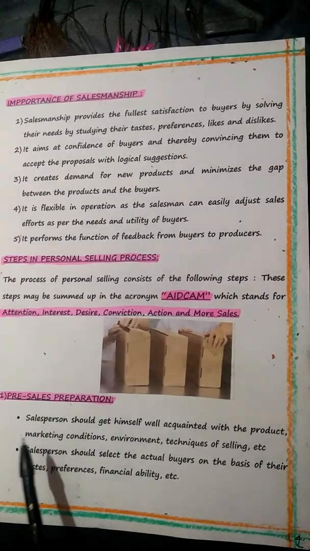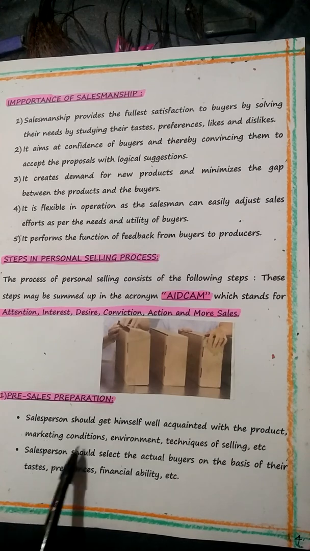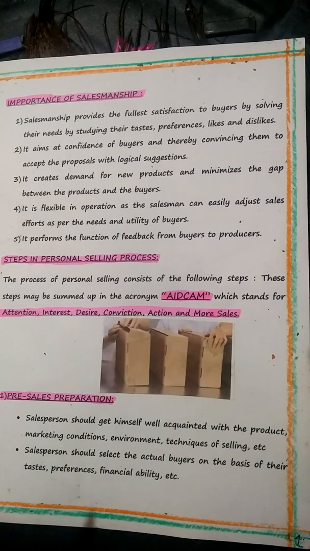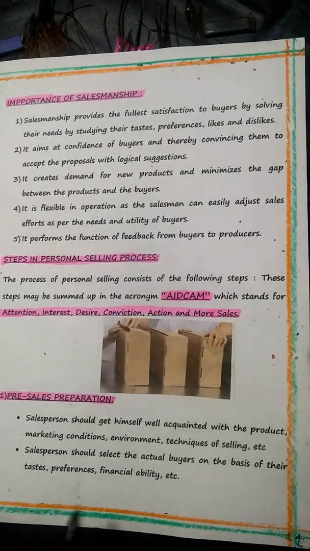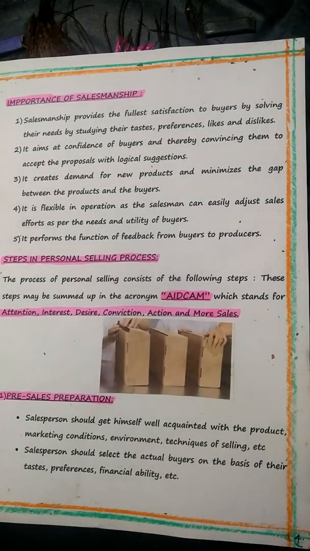Every salesperson, we call it a sales representative or sales rep, should get themselves well acquainted with the product, marketing conditions, environment, techniques of selling, etc. Earlier I told you 3 things. Every sales representative should have good attitude, good appearance, and knowledge of the product. Same thing happens here. The salesperson should select the actual buyers, potential prospective buyers, on the basis of taste, preferences, financial ability, etc. What is financial ability, children? Purchasing capacity. So affordability or purchasing capacity is called financial ability. First is pre-sales preparation.